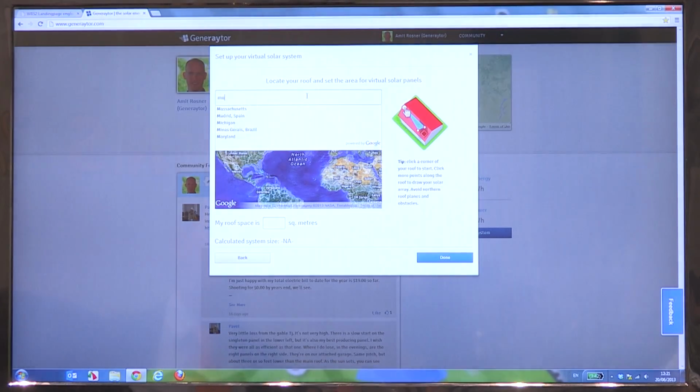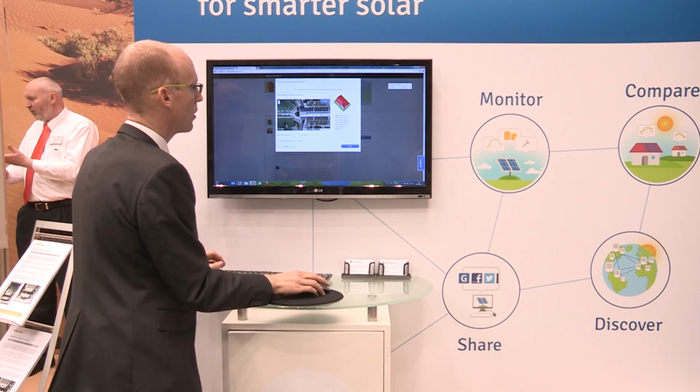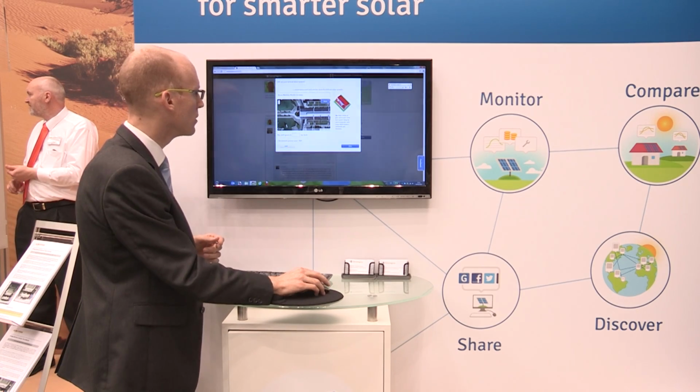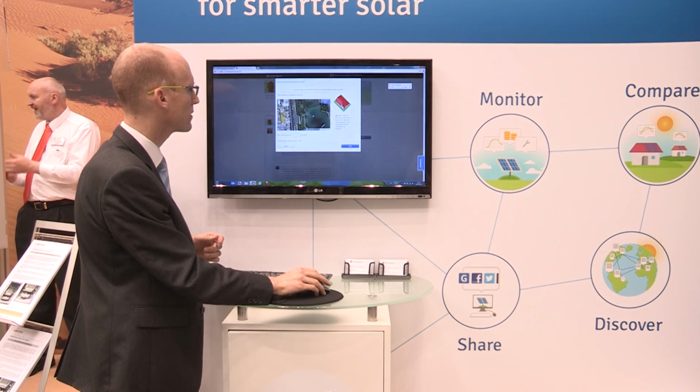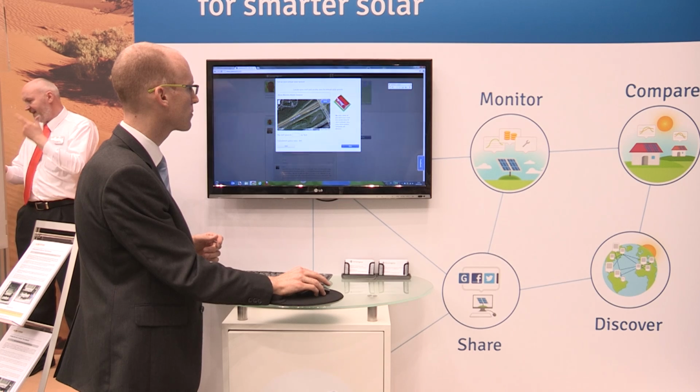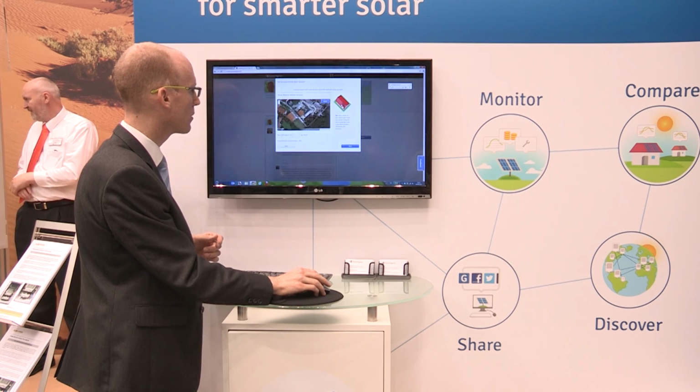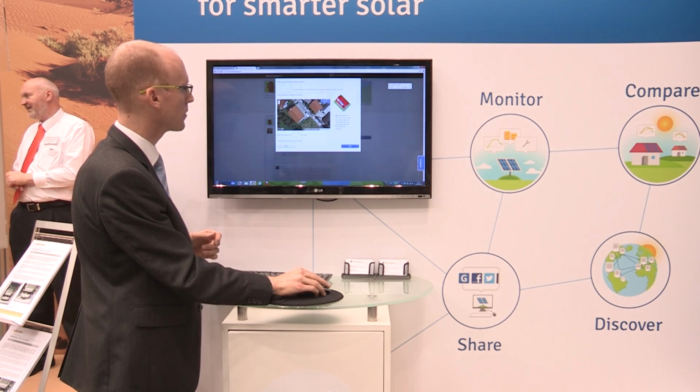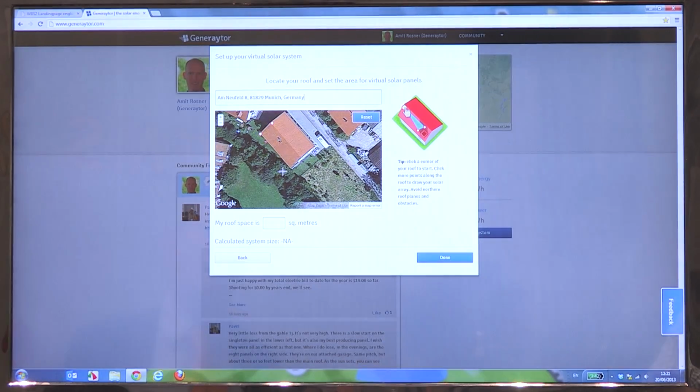And we're now at the Munich trade fair. So let's find its location. Okay, here we are. This is the trade show. And let's look for a nice roof. Okay. This one is perfect for me. Let's install a solar system on my roof.